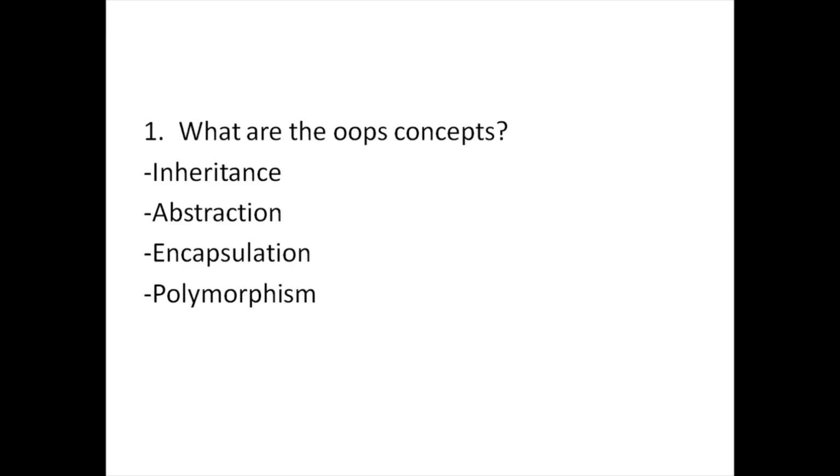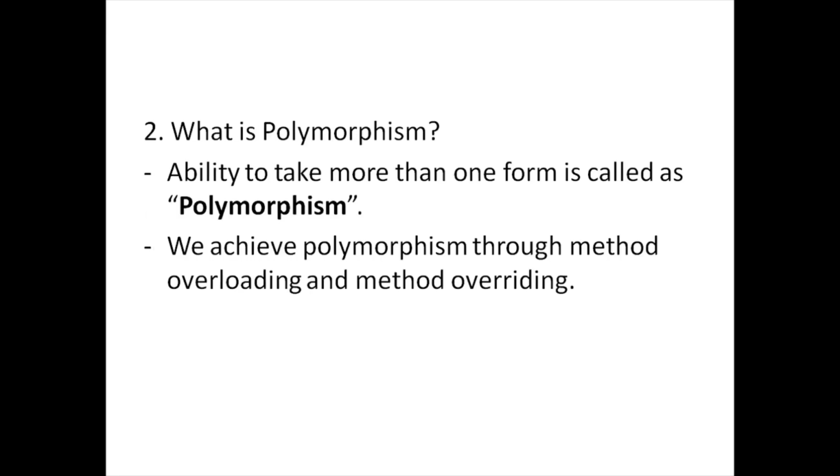The next section is about automation testing. The first question: what are the OOPS concepts? Inheritance, abstraction, encapsulation, and polymorphism. These are the 4 pillars of object-oriented programming. Then, what is polymorphism? The ability to take more than one form is called polymorphism. And we achieve polymorphism through method overloading and method overriding.